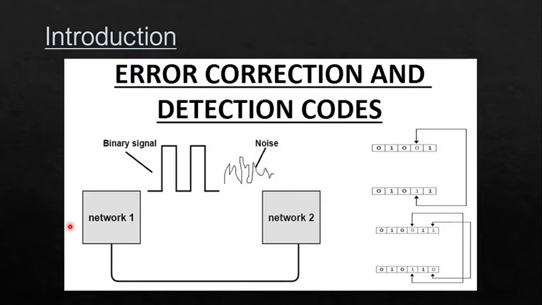network 1 will first send a message. This message then passes through the encoder and is converted into a specific code word. Here in this diagram, this binary signal represents the code word. After that, the channel modifies the code word by adding noise or bits. These are the noise that has been added to the signal.